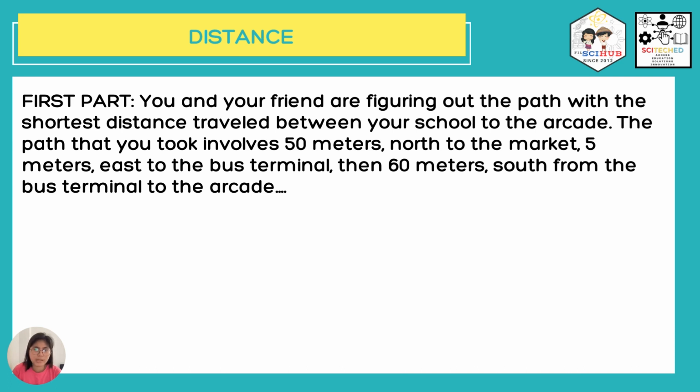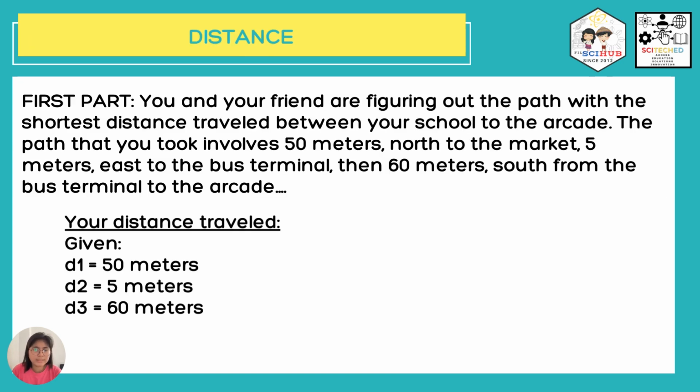So you and your friend are figuring out the path with the shortest distance traveled between your school to the arcade. So with you, your distance traveled are as follows. So first, 50 meters north to the market, then 5 meters east to the bus terminal, then 60 meters south from the bus terminal to the arcade. So take note that even if there are directions like north, east, south, we don't take that into account because we are talking about distance. Alright, so you can just ignore that in this problem, right?